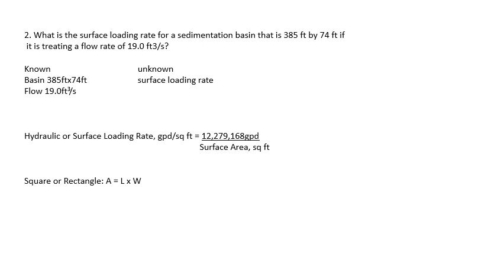Surface area for a rectangle, length times width, 385 feet times 74 feet, 28,490 square feet. Plug that into your formula, do your division. A surface loading rate of 431 gallons per day per square foot.